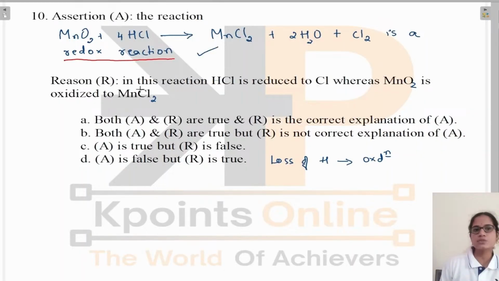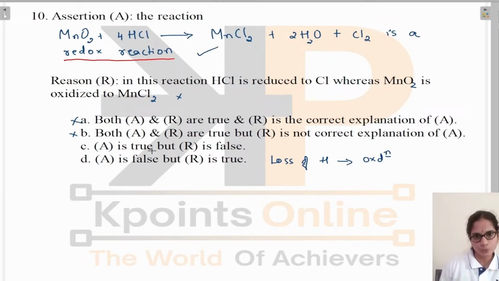And MnO2 is oxidized to MnCl2? No, not at all. Here it is losing oxygen. Then how can it be an oxidation reaction? Oxidation means gaining of oxygen or loss of hydrogen. But MnO2 is not getting oxidized. It is getting reduced. So our reason will be wrong. Then let us check the options now. Both A and R are true and R is the correct explanation of A. This is false because the reason is not correct. Both A and R are true but R is not the correct explanation of A. No, this is also false because our reason is not correct.